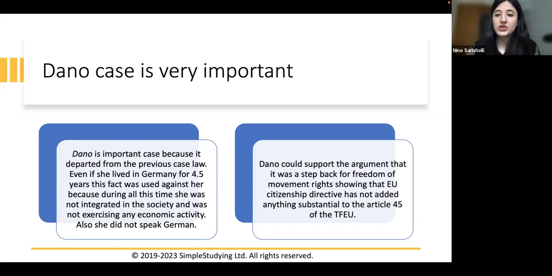Therefore, it was argued that Dano could support the argument that it was a step back for freedom of movement rights, showing that the EU Citizenship Directive has not added anything substantial to Article 45. This case could support the arguments that freedom of movement rights under the EU Citizenship Directive has not really increased after Article 45. Therefore, Article 20 has not added any additional substantial rights to what we had before under Article 45.